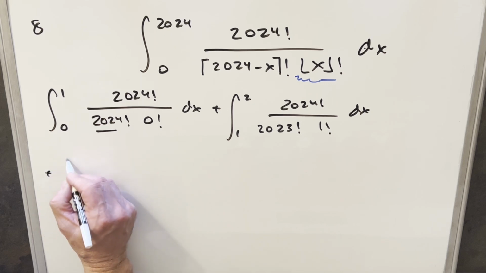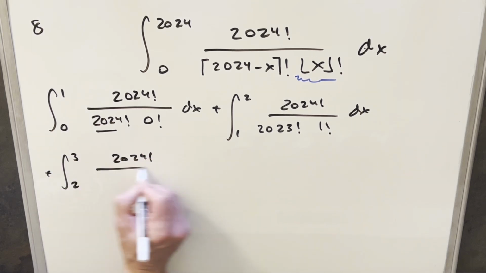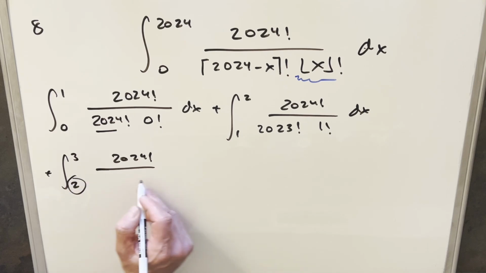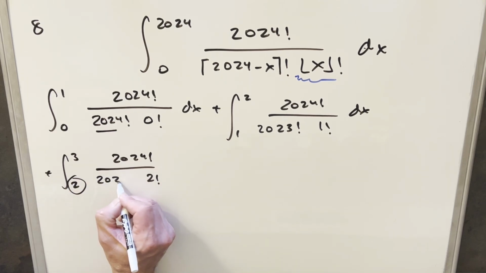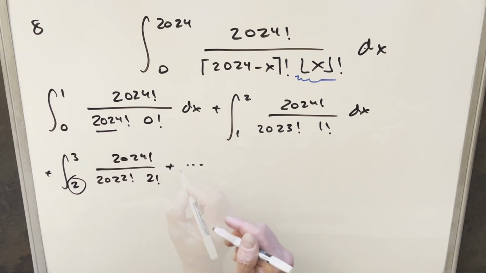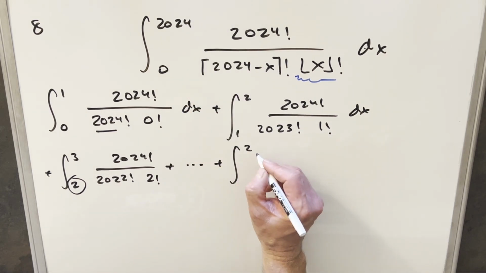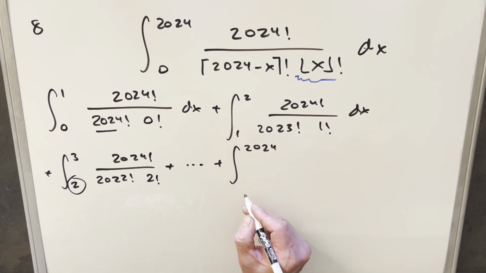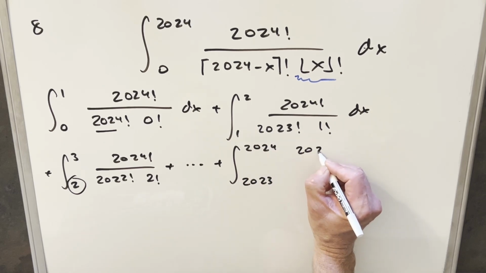And then we'll just do one more over here. We're going from 2 to 3. So same thing. The floor rounds us down to this lower bound. So this is going to become 2 factorial. And this piece here will be 2022. And then actually, let's just do the last one. So the very last one, the upper bound is going to be 2024, and the lower bound is going to be 2023. And let's do this one out.